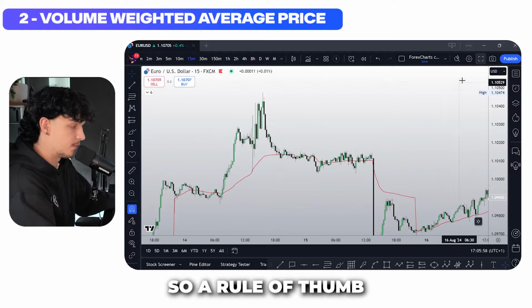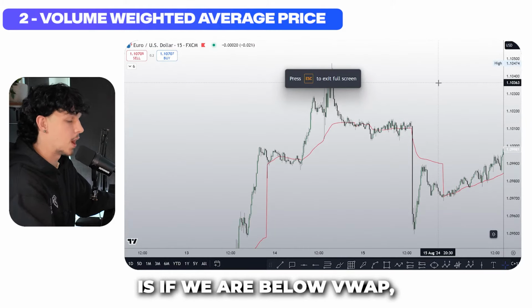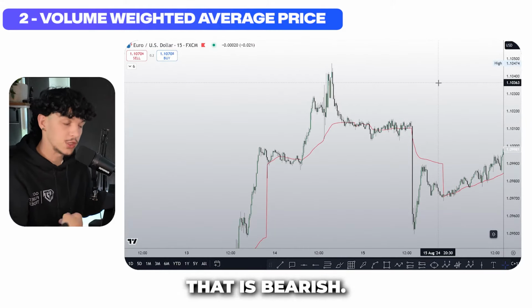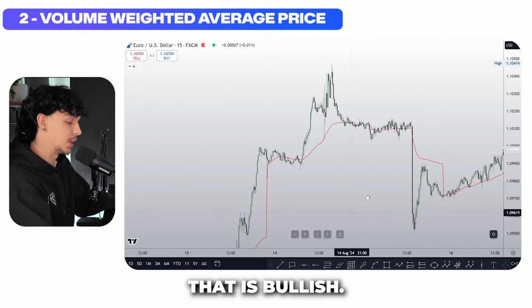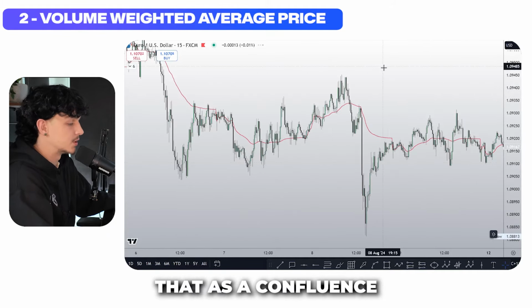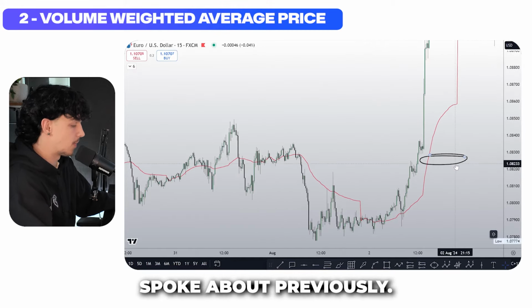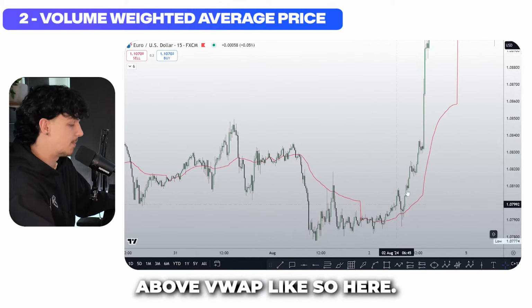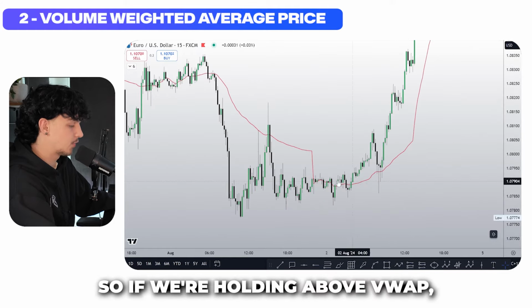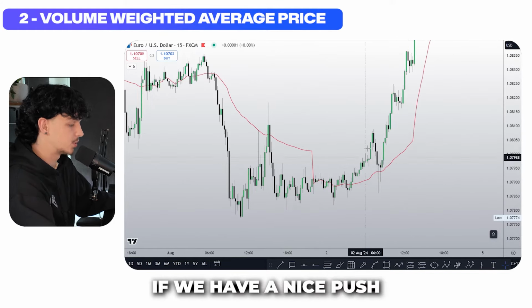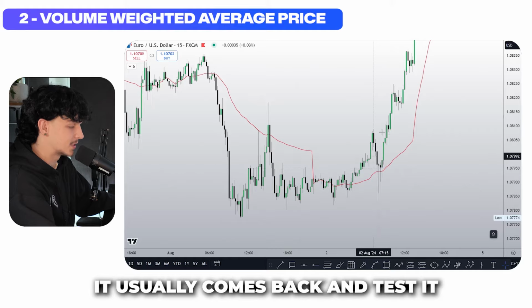So a rule of thumb for trading with VWAP is if we are below VWAP, that is bearish. If we are above VWAP, that is bullish. So you could use that as a confluence in your trading style, and you can also use it like an EMA that we've spoken about previously. And if the market's holding above VWAP like so here, if we have a nice push above VWAP, it usually comes back and tests it and then has a run.